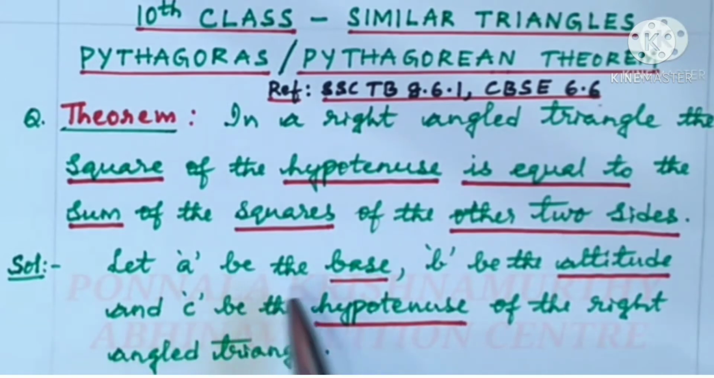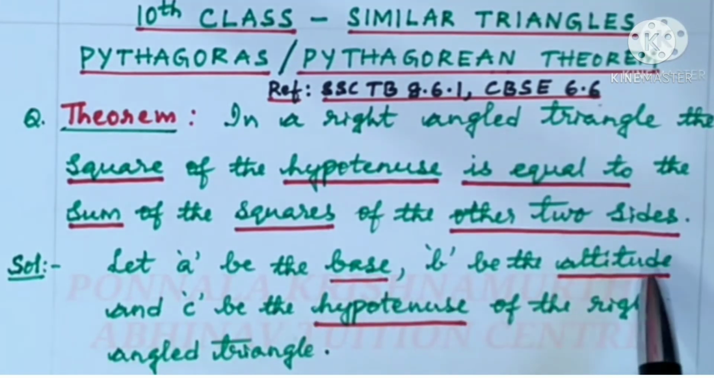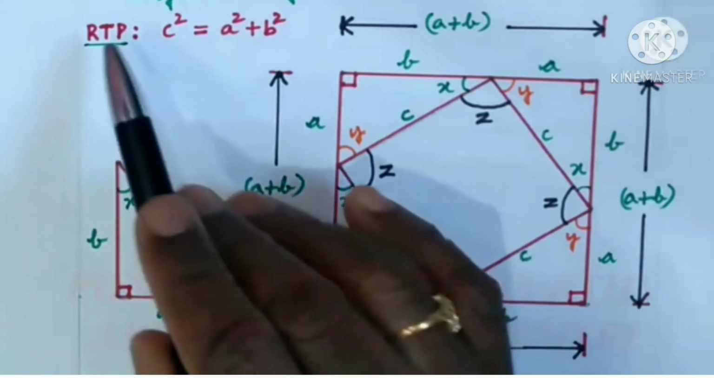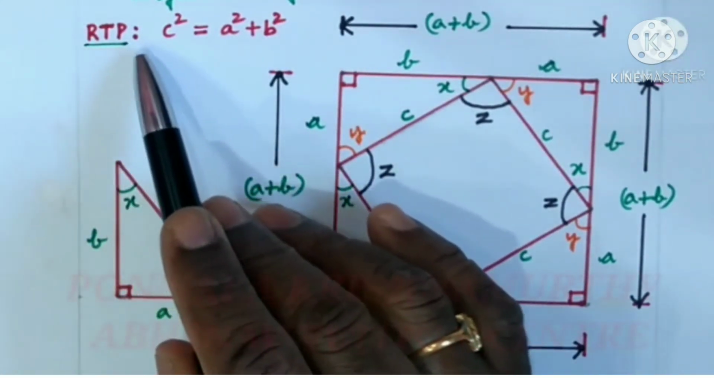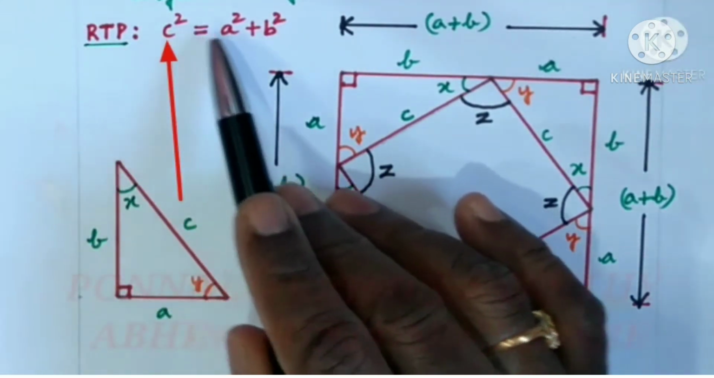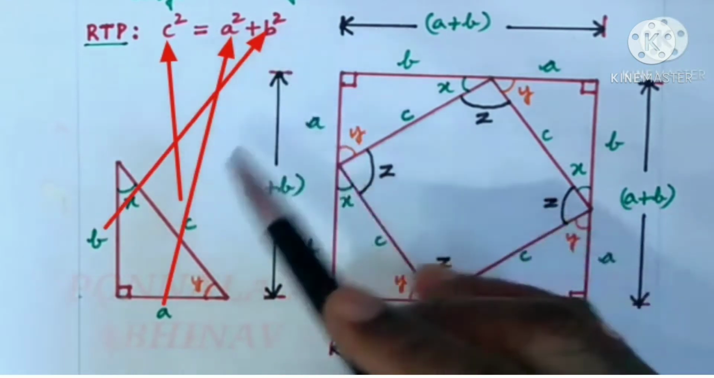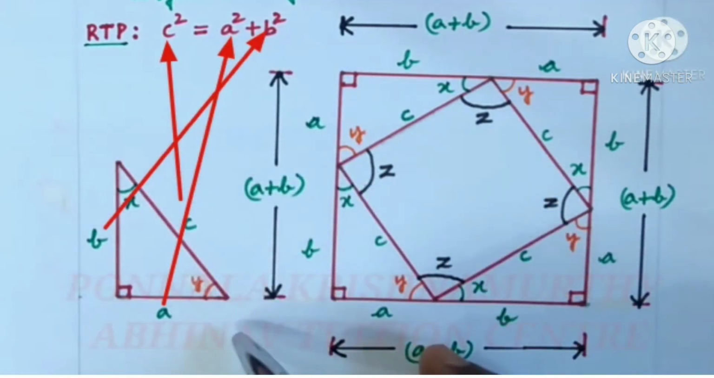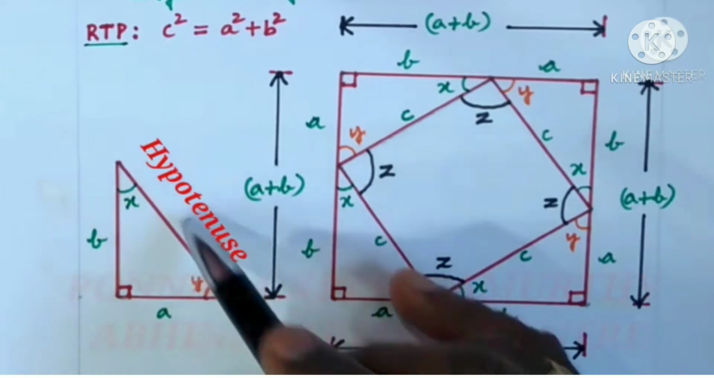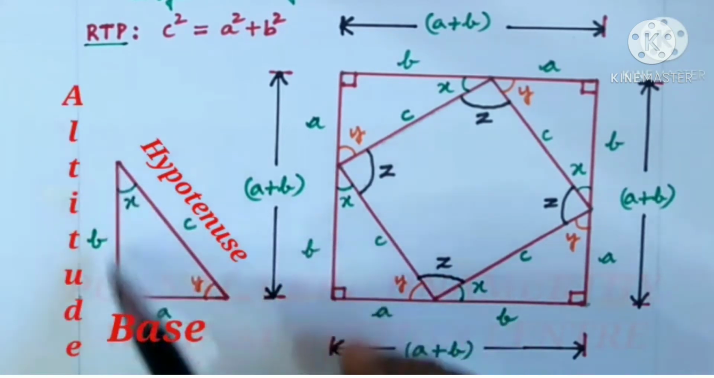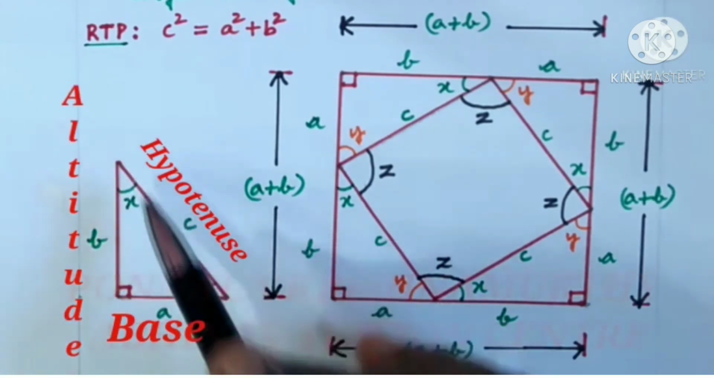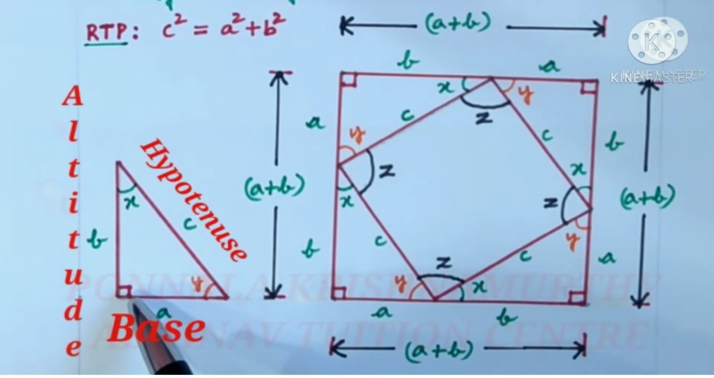Solution. Let A be the base, B be the altitude, and C be the hypotenuse of the right angle triangle. Required to prove, RTP: C square is equal to A square plus B square. This is C, this is A, this is B. Hypotenuse, base, altitude. This is a right angle triangle. Here we have 90 degrees. Let this be angle X, let this be angle Y.